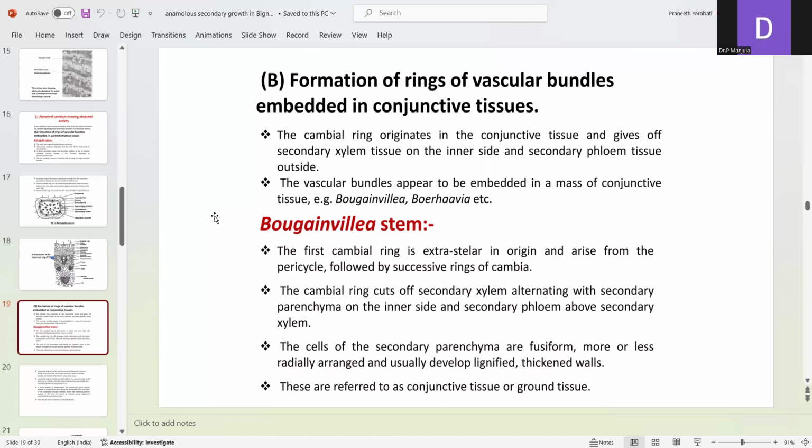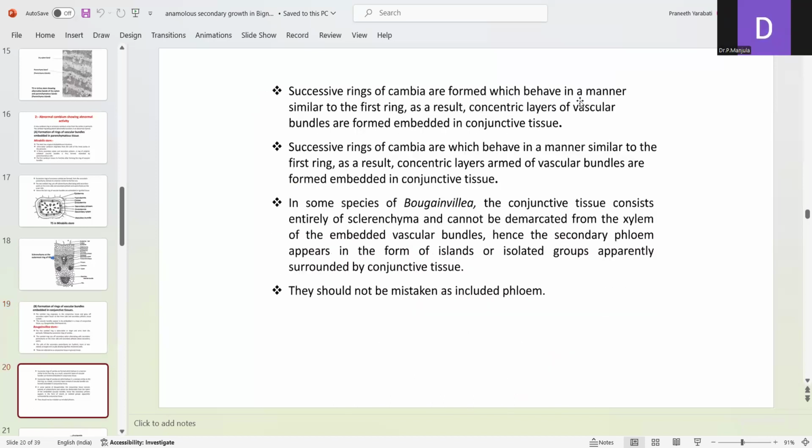So the cells of the secondary parenchyma are fusiform and more or less radially arranged, and usually develop lignified thickened walls. Here it is referred to as conjunctive tissue or ground tissue. These secondary parenchyma cells are called conjunctive tissue. So the successive rings of cambia formed behave in a manner similar to the first ring, resulting in concentric layers of vascular bundles embedded in the conjunctive tissue.